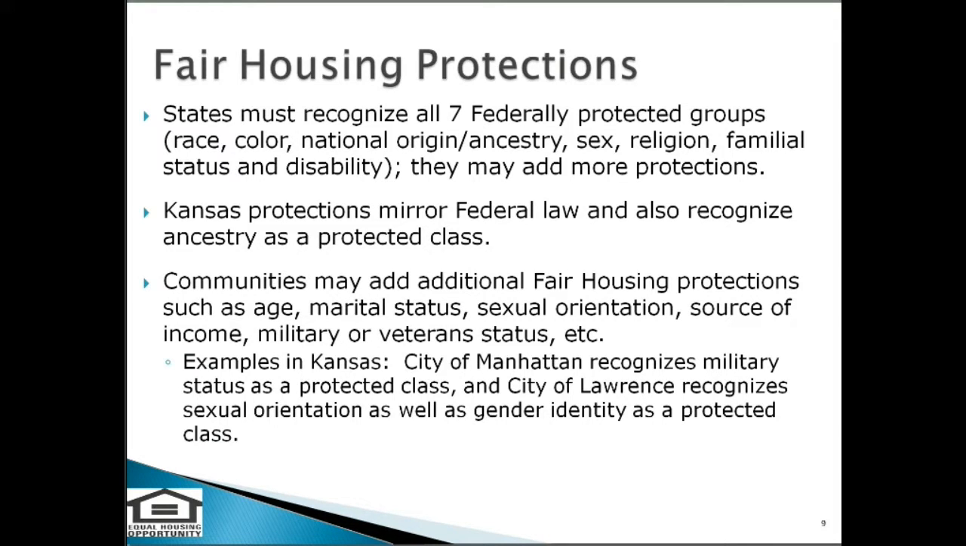Fair housing protections. States must recognize all 7 federally protected groups: race, color, national origin or ancestry, sex, religion, familial status, and disability. They may add more protections. Kansas protections mirror federal law and also recognize ancestry as a protected class. Communities may add additional fair housing protections, such as age, marital status, sexual orientation, source of income, military, or veteran status. Examples in Kansas include the City of Manhattan, Kansas, recognizes military status as a protected class, and the City of Lawrence recognizes sexual orientation as well as gender identity as a protected class. So if you own a rental property in one of these cities, you may not discriminate against people in these protected classes, as well as the 7 federally protected groups.